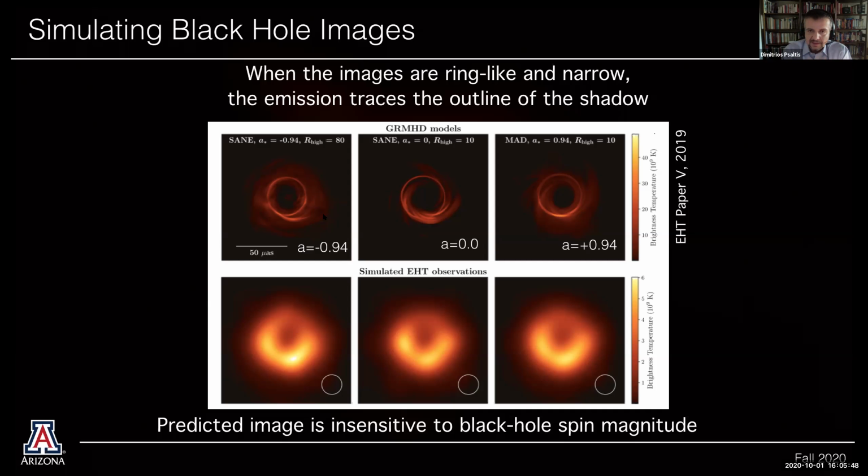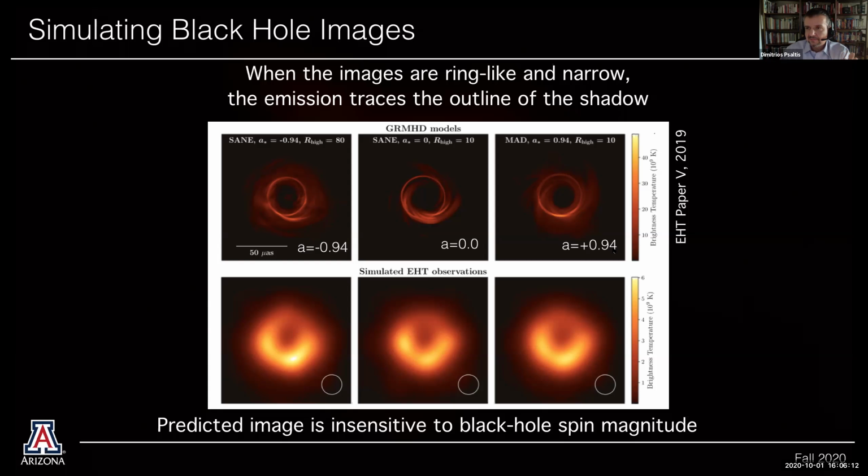What is interesting is that, of course, when the ring of emission is very narrow, then it traces the outline of the shadow. And that's why we pick that particular wavelength, and this is what we see. But something else that you see here is that the image does not seem to care, first of all, about the plasma and the accretion physics, but also doesn't seem to care about the spin of the black hole.